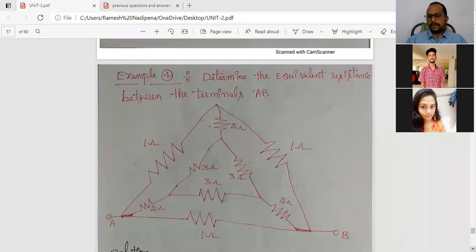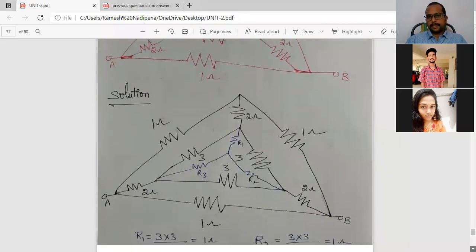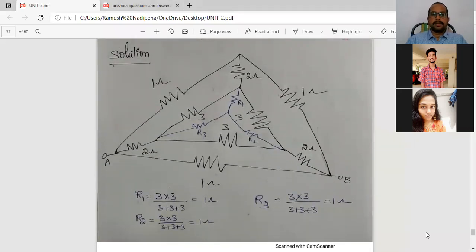I'll explain one by one. Step number 1. Consider the inner delta. Convert that delta into a star connected network. So the inner delta elements are 3, 3, 3. Let us assume this is R1, this is R2, this is R3. For calculating R1, the basic procedure is, of course, formulas are there, but no need to learn those formulas by heart. For finding the R1 value, the product of these two is in the numerator, divided by the sum of total resistance in the parallel circuit. That is the basic procedure.